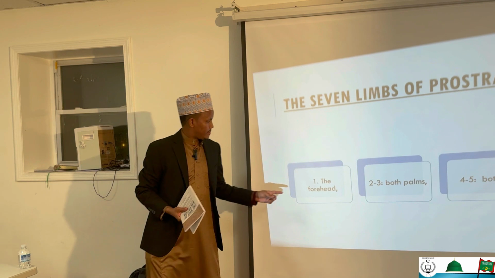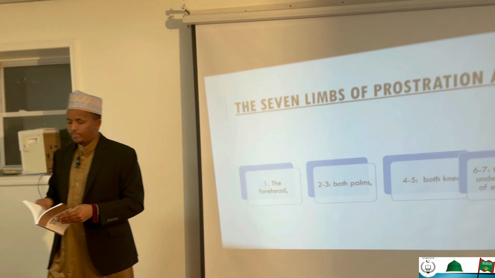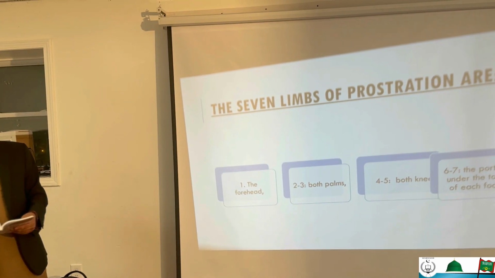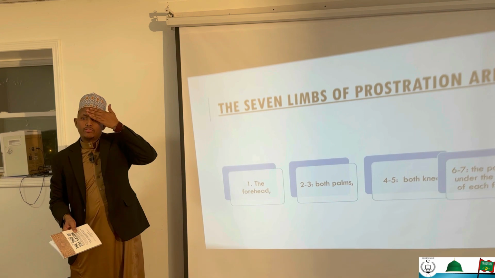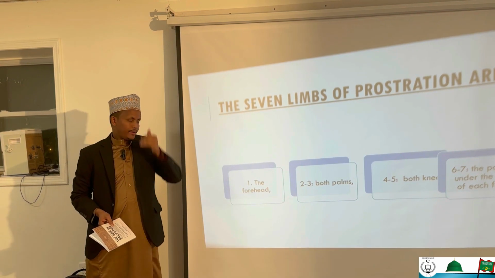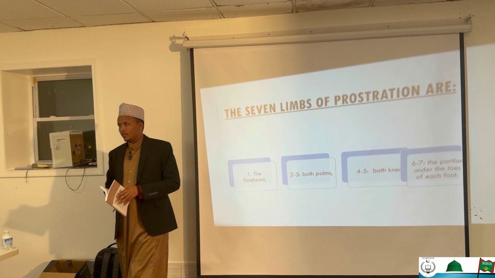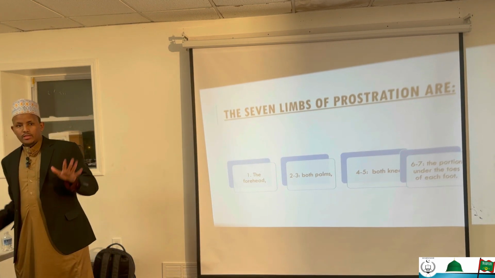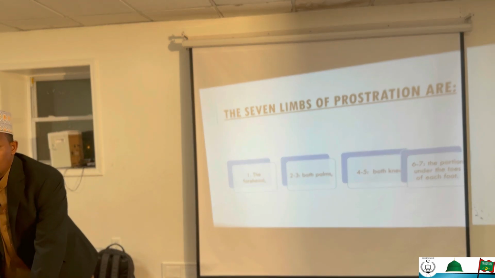Okay, so number 1, there are 7 limbs that we are supposed to prostrate upon. Number 1 is al-jabhatu, which is the forehead. This part of your face, the forehead. So number 2 and number 3 are the both palms. So they have to be on the ground, on the floor.